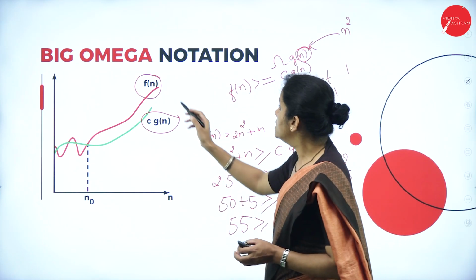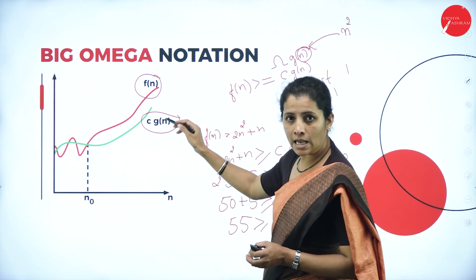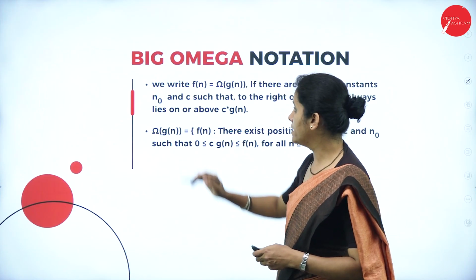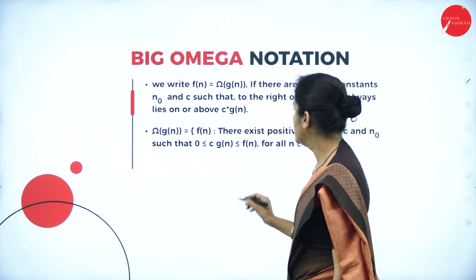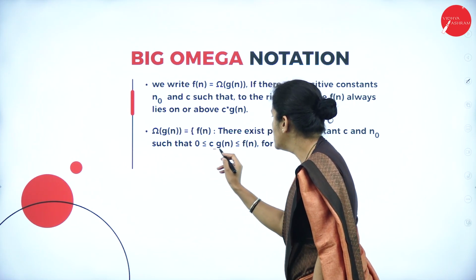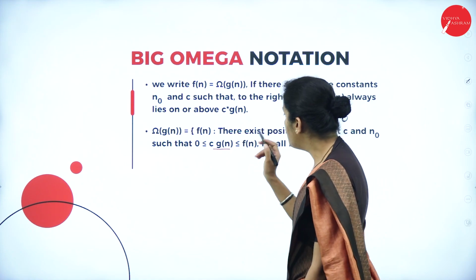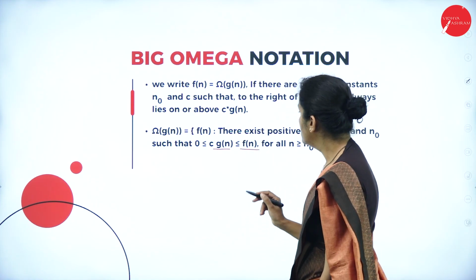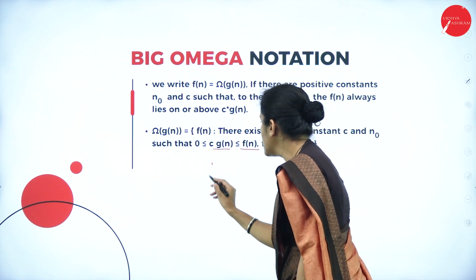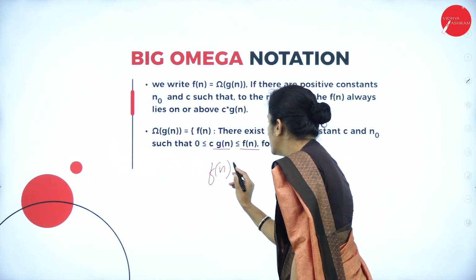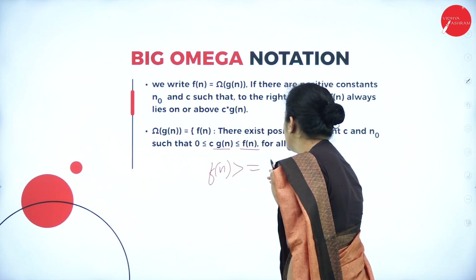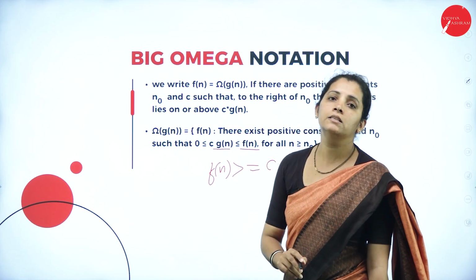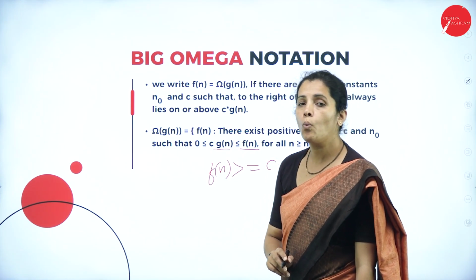So here C of g of n must be less than f of n. How to represent? That is, C of g of n must be less than or equal to f of n. This one is also written as f of n greater than or equal to C of g of n, where n is greater than or equal to 1.